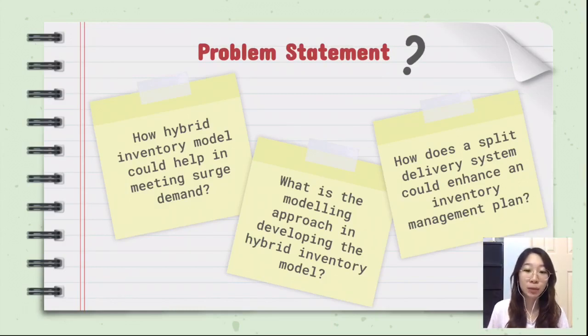First, how hybrid inventory models could help in meeting such demand. Second, what is the modeling approach in developing the hybrid inventory model? And lastly, how does a split delivery system enhance an inventory management plan?